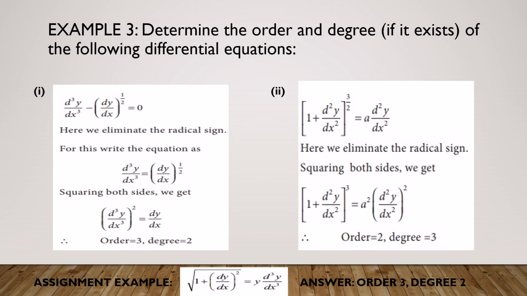Similarly, in the second example, again you need to eliminate the radical sign. It is 3 by 2. So again you square on both the sides. After squaring, you will be getting the order 2 and degree 3, because (d²y/dx²)³, the maximum power of that is 3. So degree is 3.